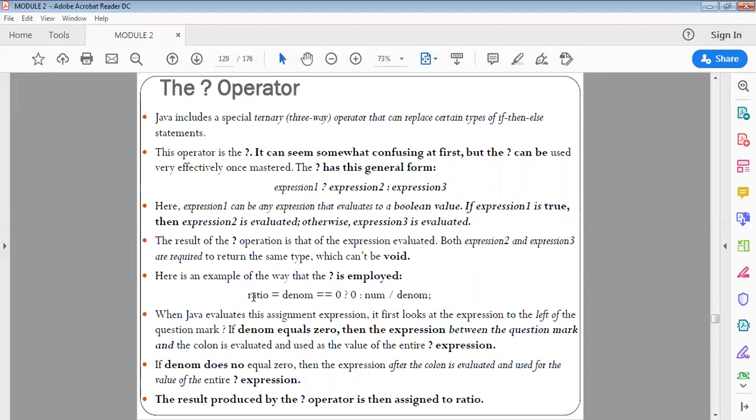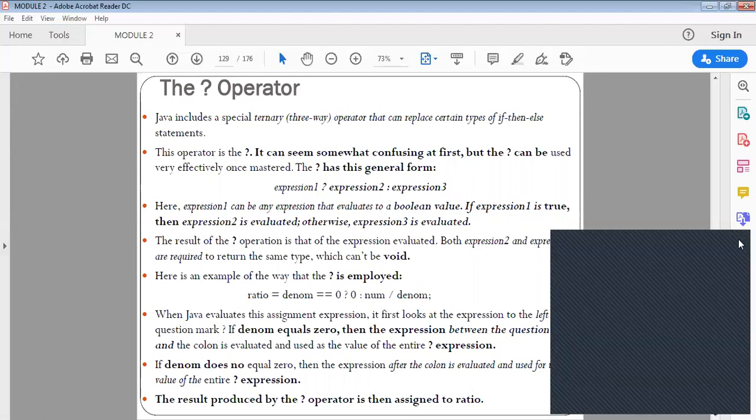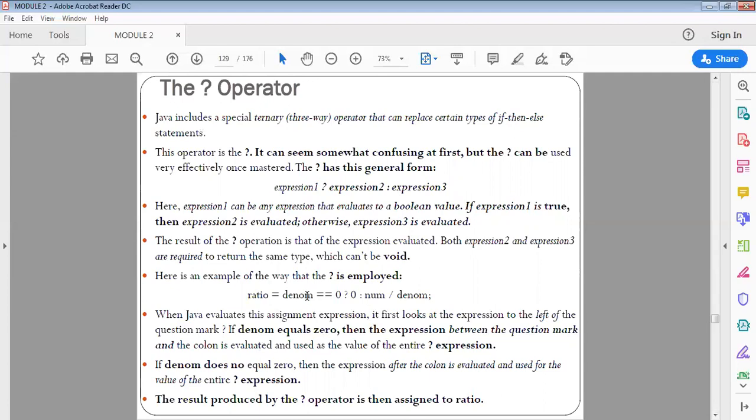Under the following example, you have ratio is equal to denom double equals 0. So the first expression, denom double equals 0, is expression 1. Next, expression 2 is 0 and expression 3 is num by denom. The result you get for the entire expression will be assigned to the variable called ratio.